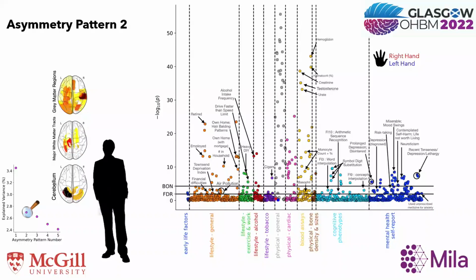analysis showed particularly strong associations with cognitive language phenotypes, as well as a plethora of mental health phenotypes and specific associations with socioeconomic strength. However, we also see that asymmetry pattern 2 is not significantly associated with either right or left-hand dominance.